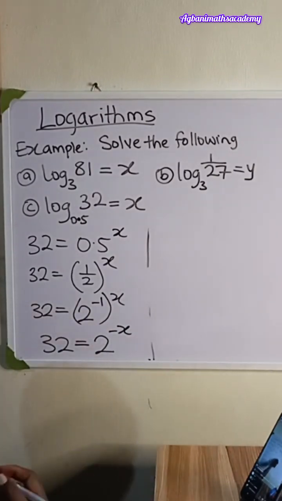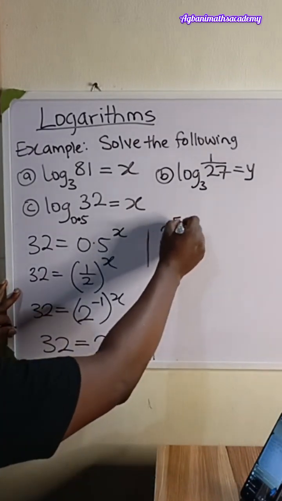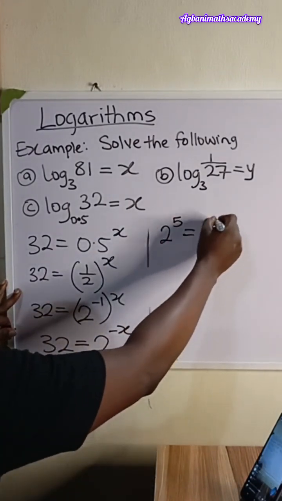Two to the power of 5. So 32 is the same thing as 2 to the power of 5. So instead of having 32, we have 2 to the power of 5 is equal to 2 to the power of minus x.